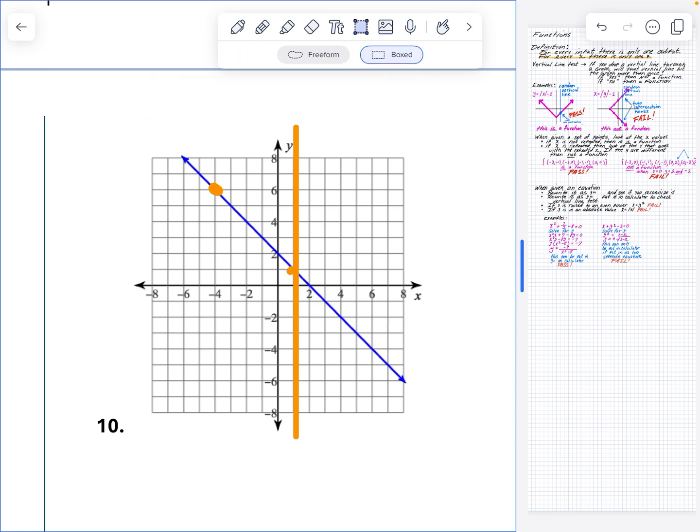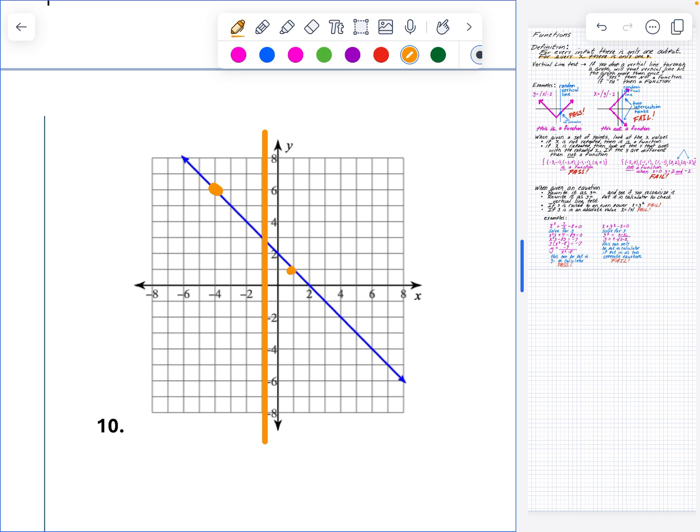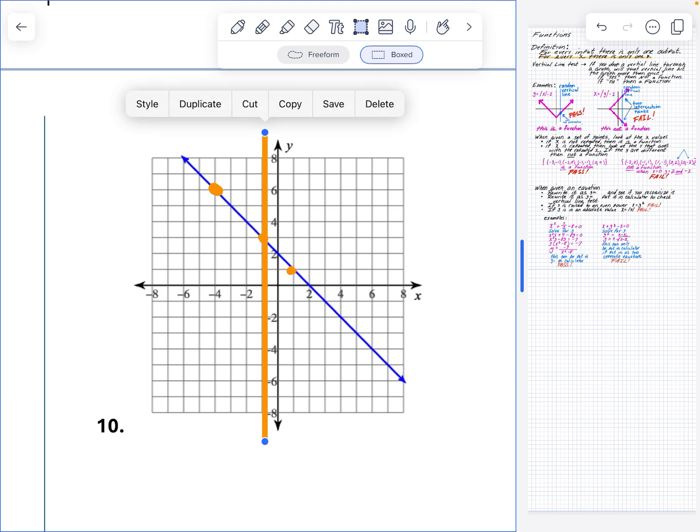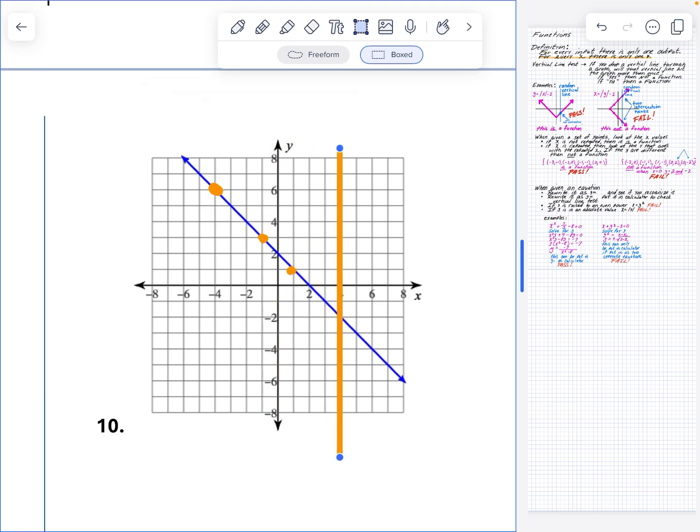If I move the line here, there is only one point where they intersect. So no matter where I move this line to, the line and the graph will only have one intersection point at every move. So for every value of x, there's only one value of y.